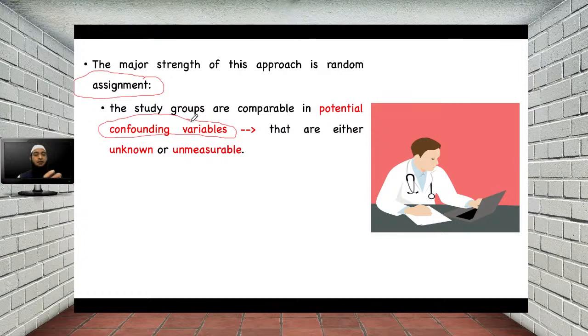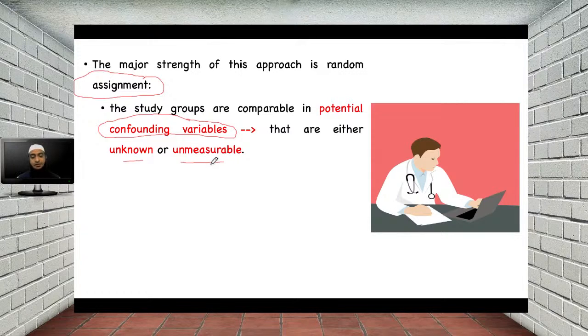For example, you are giving a drug to a randomly selected patient. He might have a certain problem in the body that the investigator is not aware of. He might have a certain genetic makeup that the investigator is not aware of. When such patients are randomly allocated, they will respond to the drug in a different way. That is the beauty of this study, and you get the opportunity to measure all those responses. So the study groups are comparable in the potential confounding variables that are either unknown to the investigator, or unmeasurable in nature.